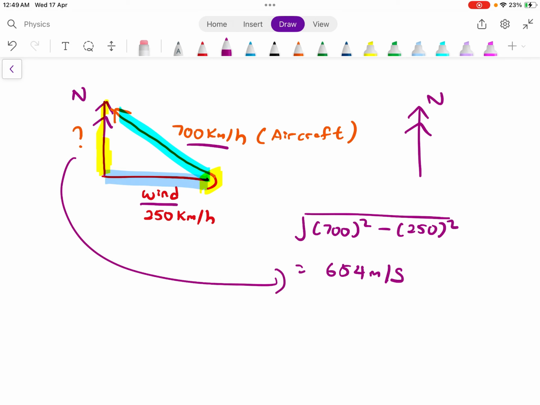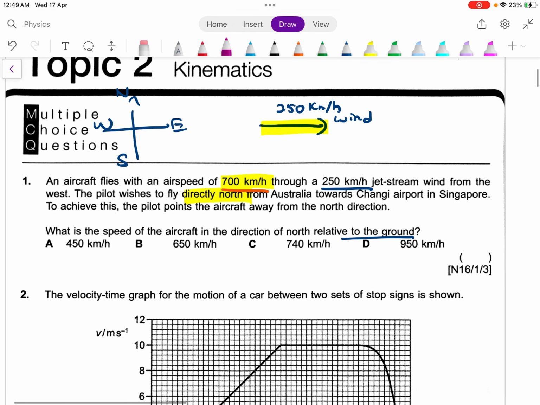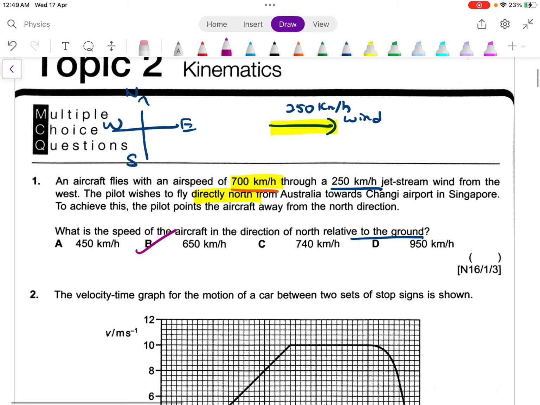Because when I see your working, actually you used 700 squared plus 250 squared. So this is how we actually do it. It should be minus. So the answer for this 2016 question should be about B.